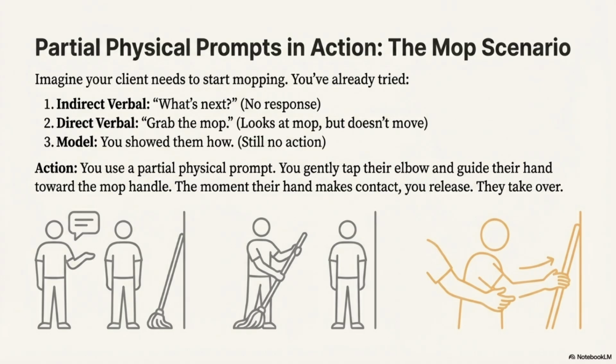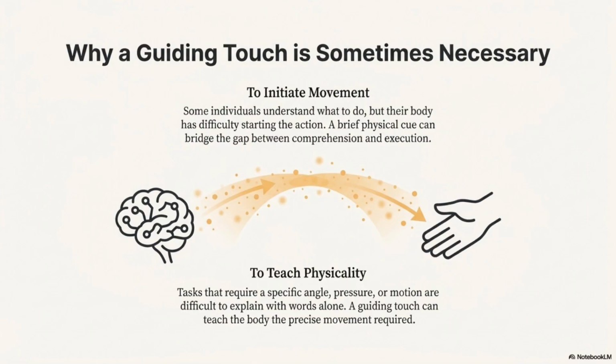The moment their hand touches the mop, you release. They take over and start mopping. That tap on the elbow was the partial physical prompt. You didn't grab the mop for them. You just helped their hand get started.